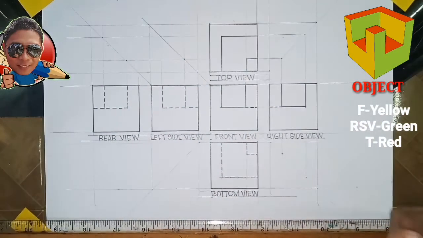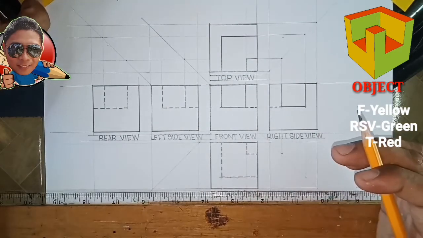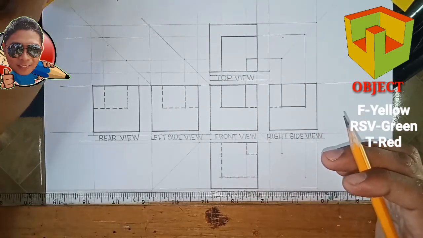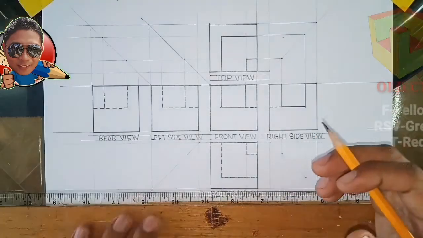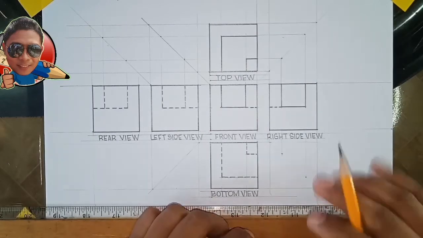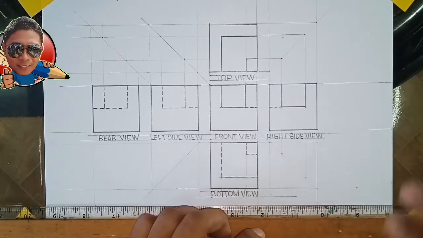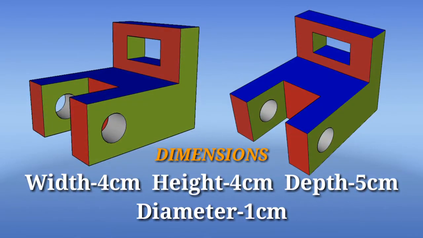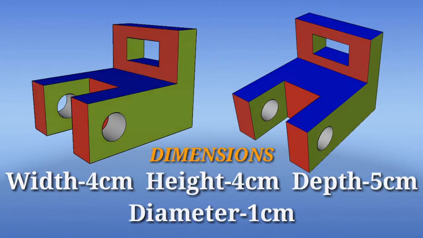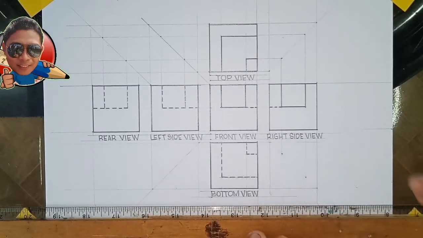Okay, tapos na. So sa mga nanood ng ating orthographic projection tutorial part 1, sana ay meron kayong natutunan doon sa activity. Sana nakuha nyo yung sagot. Sa part 3 ng ating orthographic projection, ito ang object. Abangan ang kasagutan sa part 3 ng ating orthographic projection tutorial.